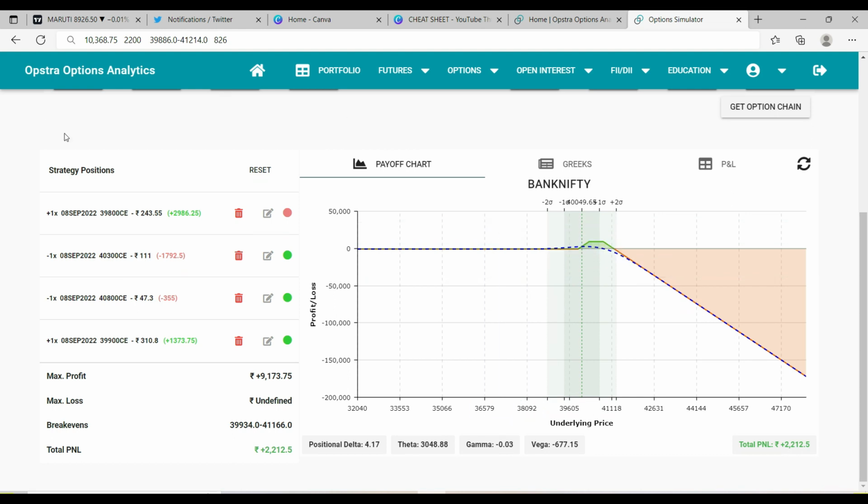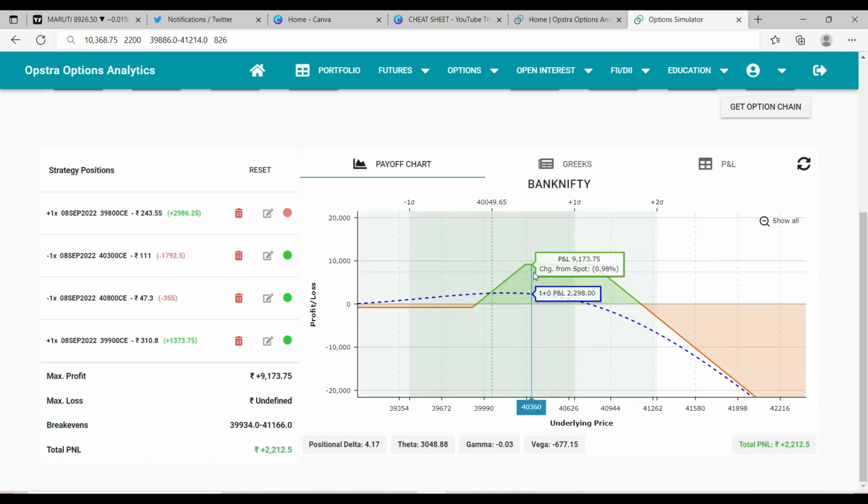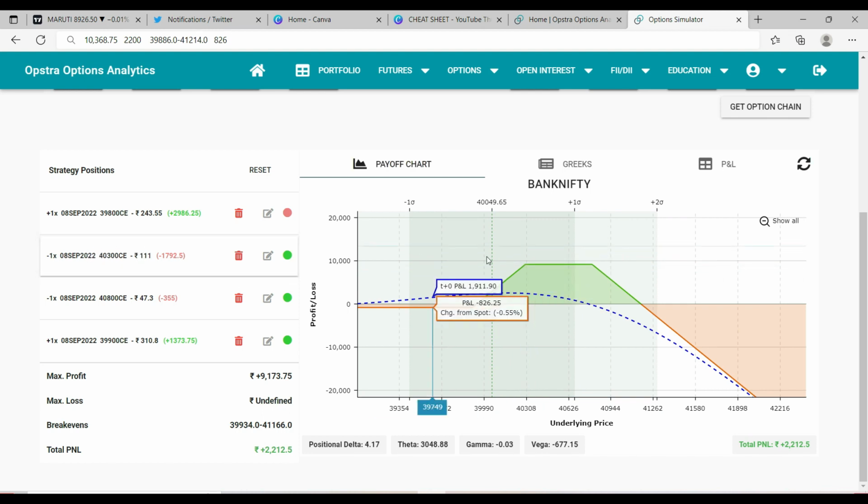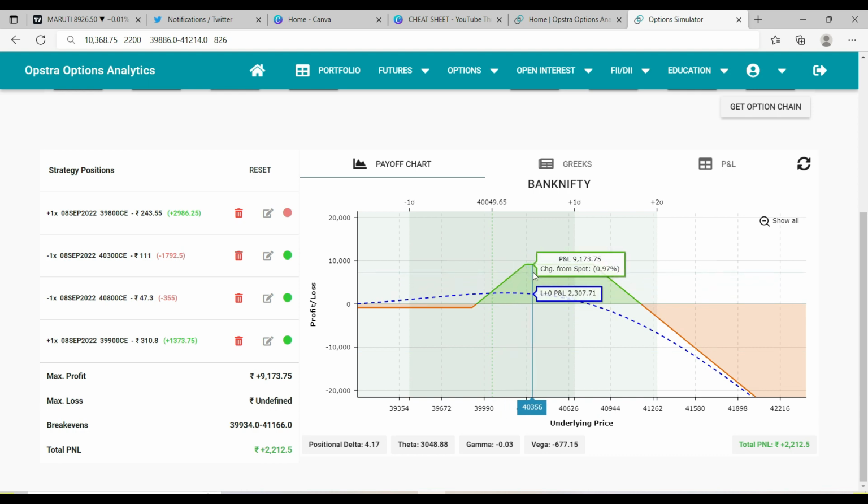Okay, so now I'll not do any adjustments until and unless the Bank Nifty price comes to my sold position. What is my sold position now? Maybe this one, 40,300. Or else let's see where I can do the adjustments. If the market comes here, I'll roll up, or else I'll roll down my call position if the market keeps falling.